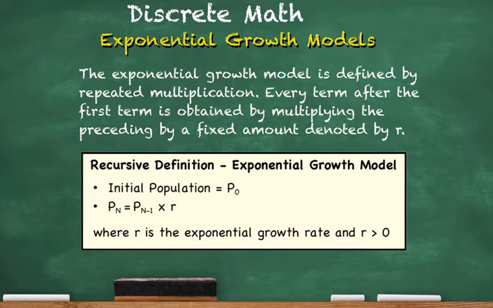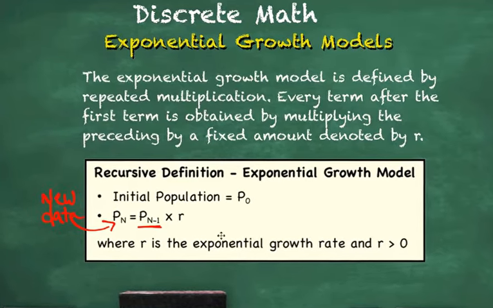and it looks similar to what we did with linear growth models. We still have P sub 0 that represents our initial population, and we still have a definition that uses previous data to generate new data. So the P sub n minus 1 is the previous data, and the P sub n is the new data. And then at the bottom it says where R is the exponential growth rate and R must be greater than 0.